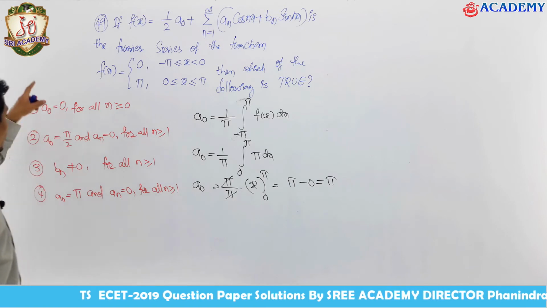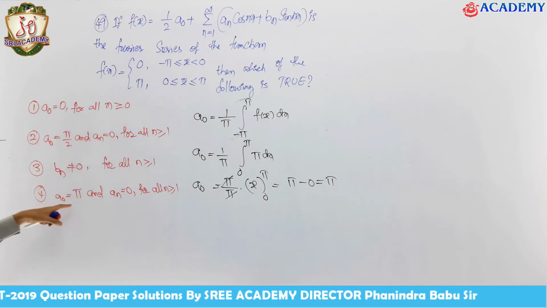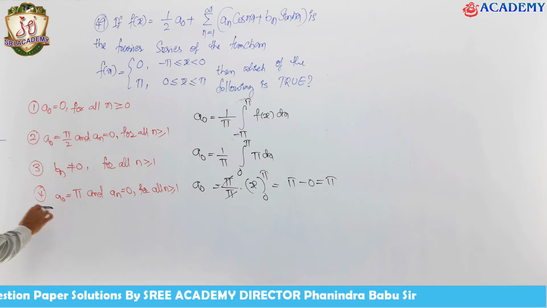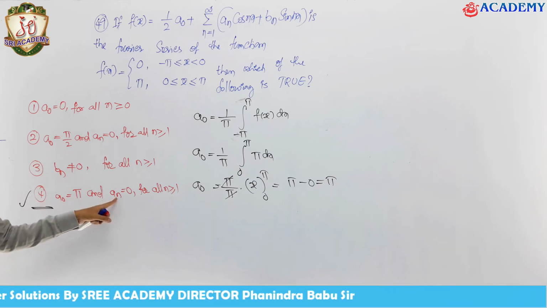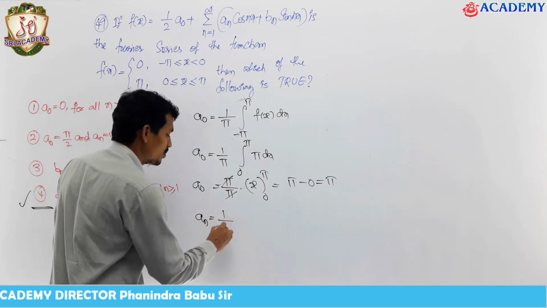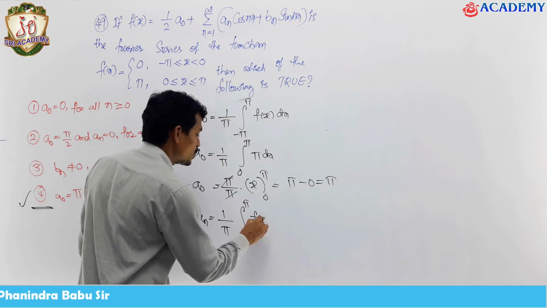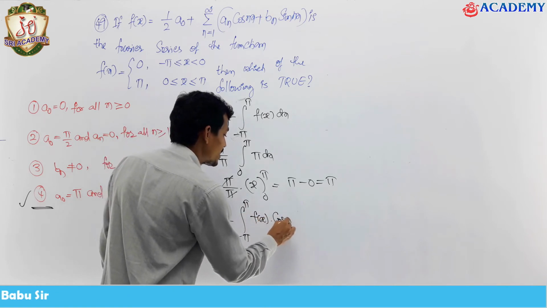Here a naught is pi, indirectly it's going to be pi. We'll find an also, no problem. I'm finding here an, which is nothing but 1 by pi, once again minus pi to pi f of x into cos nx.